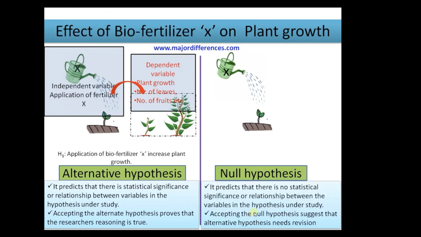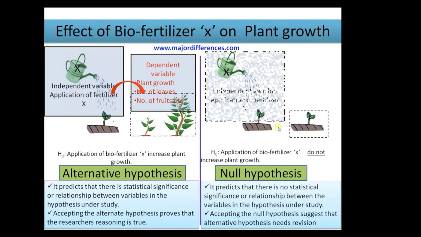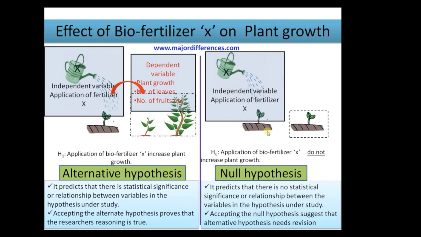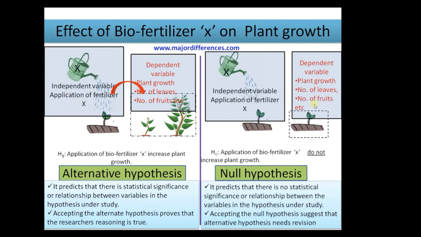Whereas null hypothesis predicts that there is no relationship between these two variables. Application of biofertilizer X does not increase plant growth. This independent variable, that is application of biofertilizer X, doesn't have any effect on the dependent variable like plant growth, number of leaves, number of fruits, etc. Therefore at the end of an experiment we will either accept the alternative hypothesis or accept the null hypothesis. So accepting the null hypothesis doesn't mean that the scientific experiment is a failure. That actually suggests the refinement of the alternative hypothesis: modify the alternative hypothesis to get a better answer for the question asked, or to get a better solution for the problem.